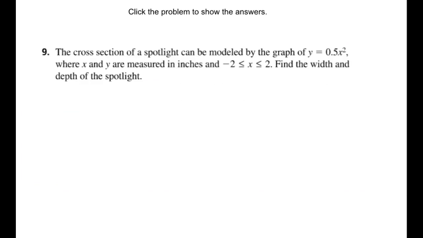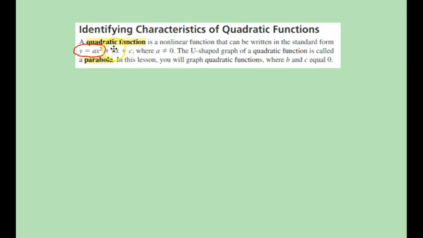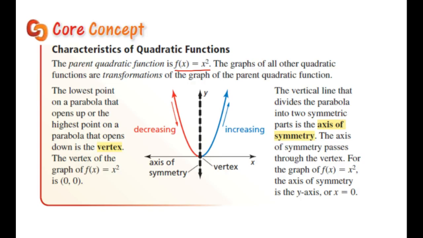The first thing that I would always do with a word problem like this is to draw a picture and then label what we know. So let's look back at our learning targets. First, we wanted to identify characteristics of quadratic functions. The biggest thing to remember for that is a quadratic has an x squared term. If it doesn't have that x squared term, then it's not a quadratic.